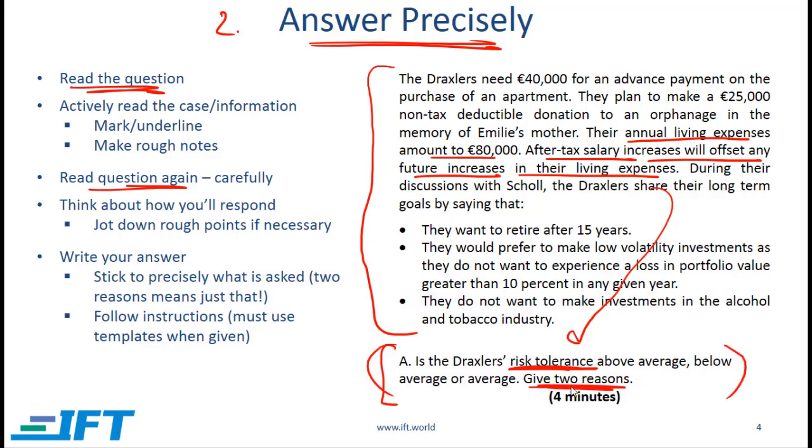So you are being asked for 2 reasons. That means you need to give just 2 reasons. Once you've read the question again, then think about how you will respond. If you want, you can jot down your rough points. But before you start giving your formal response in the space provided, you need to know what you are going to write. Once you are ready, then you start writing your answer. You need to stick precisely to what is asked. If the question says give 2 reasons, then you need to very clearly say reason 1 and reason 2, and then give those reasons. Follow instructions.